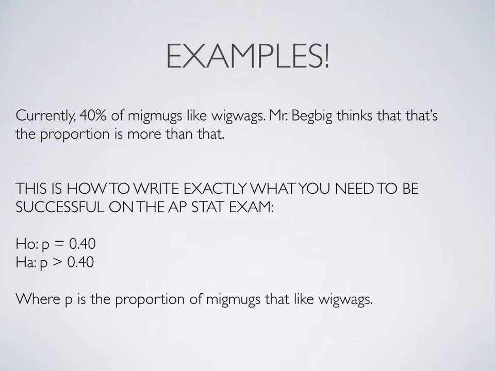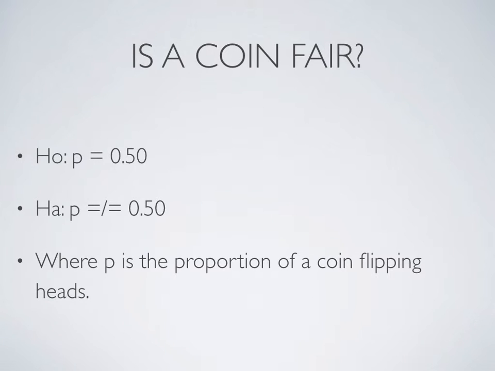And we also have to define what p actually is. So p is the proportion of MIGMUGs that like wigwags. Remember, context is important. Literally, you will not get any problems right if you do not include the context.